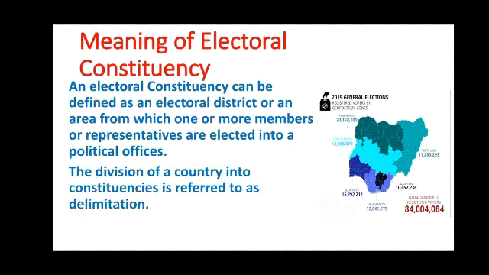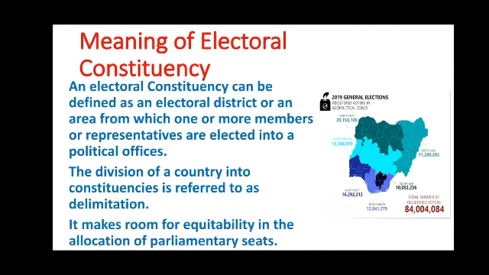Again, the country is usually divided into constituencies, and the division of a country into constituencies is usually referred to as delimitation. So when a country is divided into different constituencies, that is called what? Delimitation.